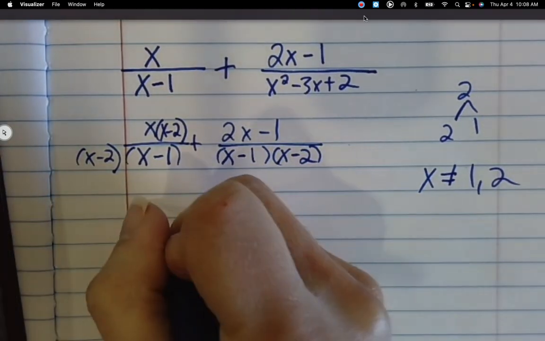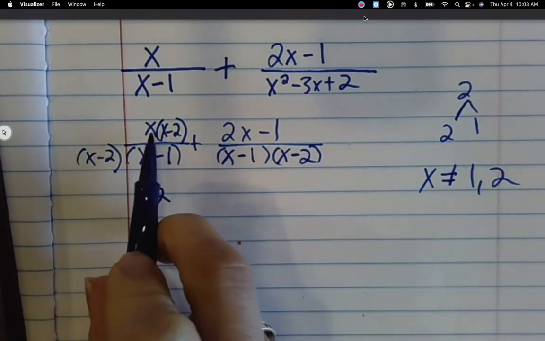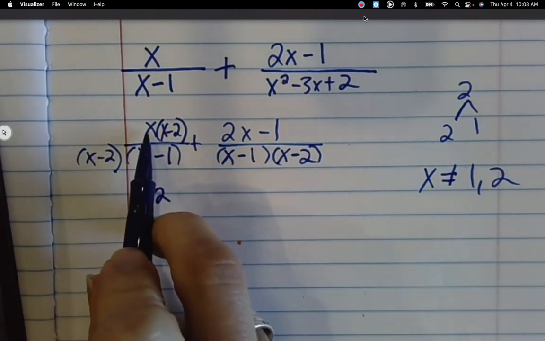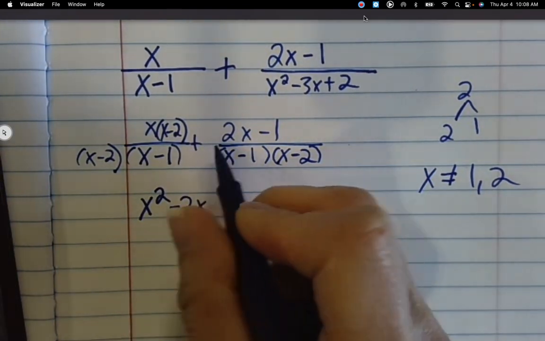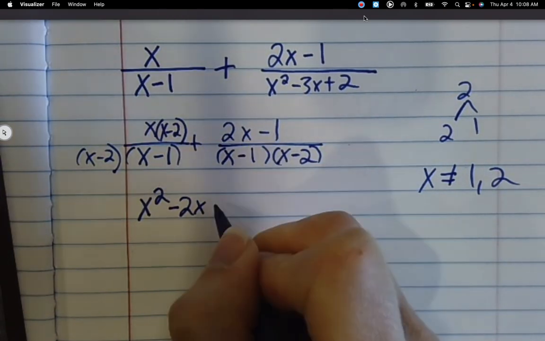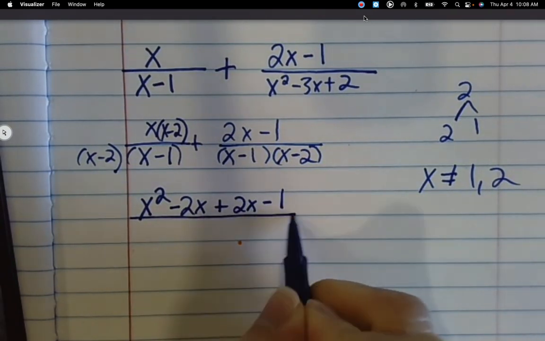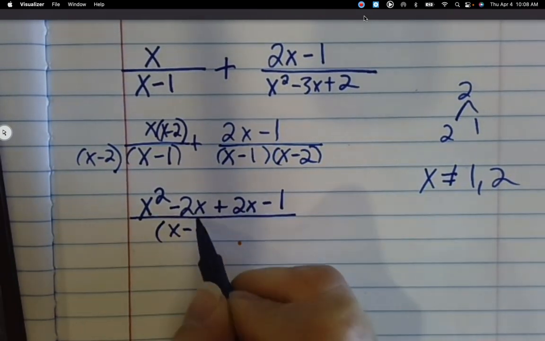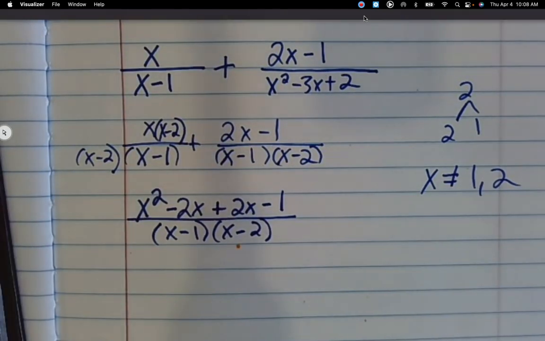Okay? So, in the numerator, I would have X squared. Where'd that come from? X times X. And then what's X times negative 2? Negative 2X. And then what am I doing with the rest of the numerator? I'm going to add it. So I'm going to have plus 2X minus 1. And then here's my denominator. I'll stop and let y'all look at that and make sure you understand.